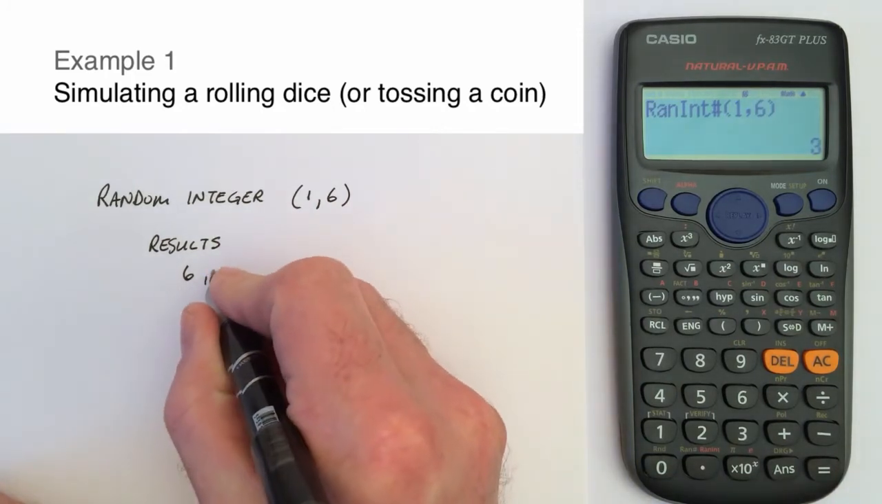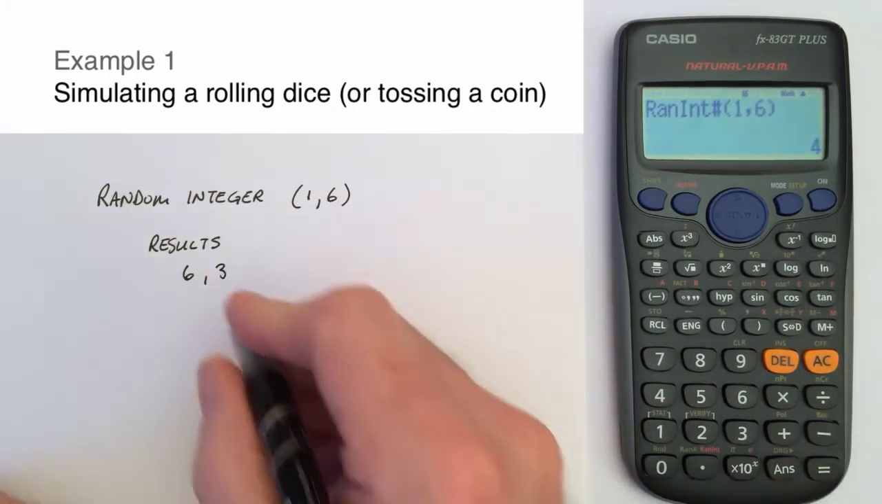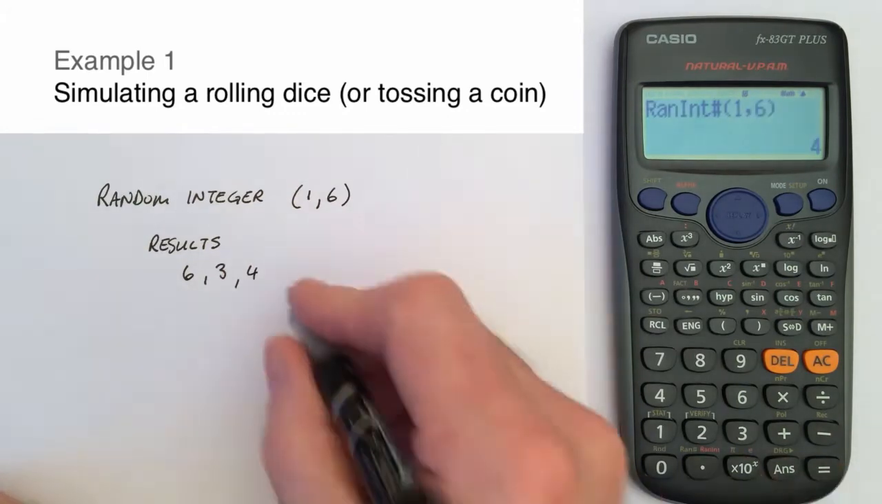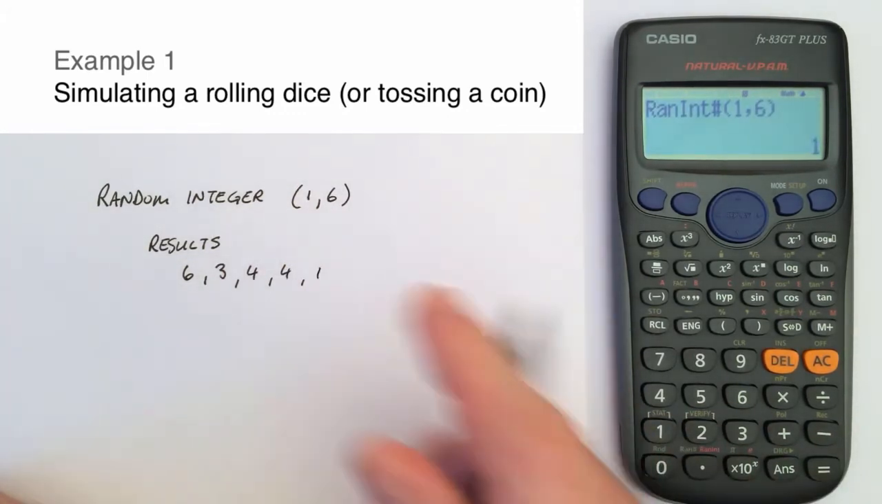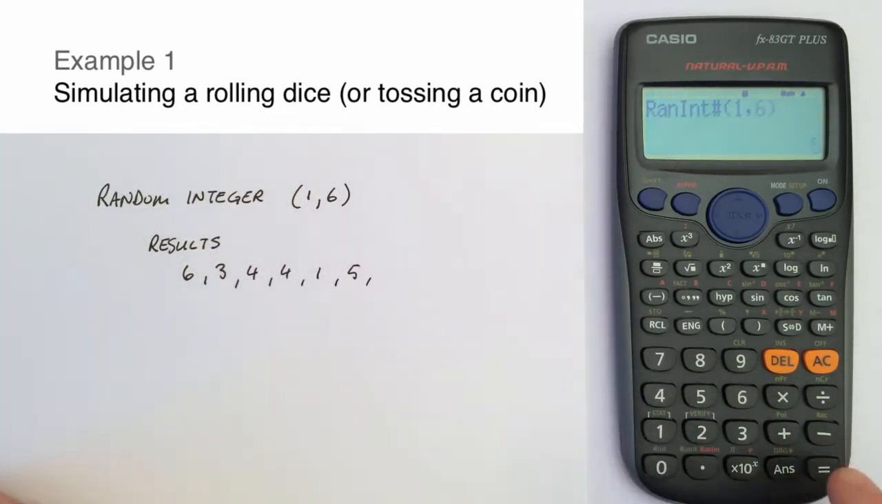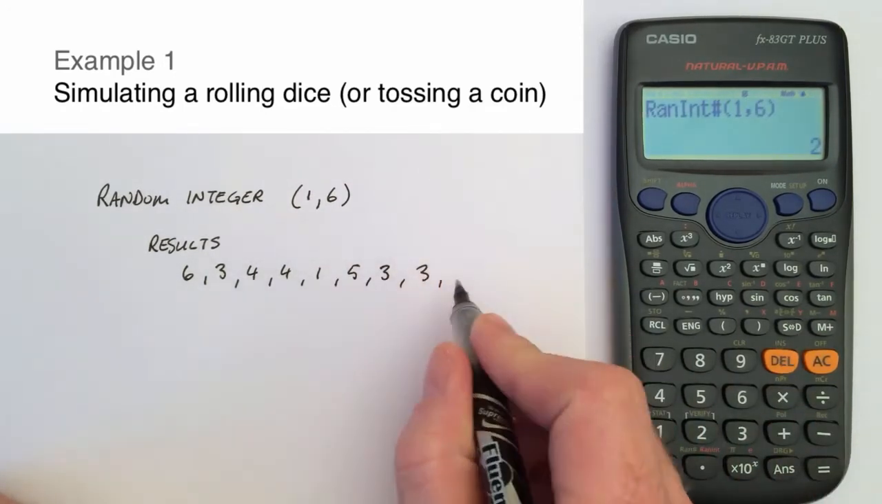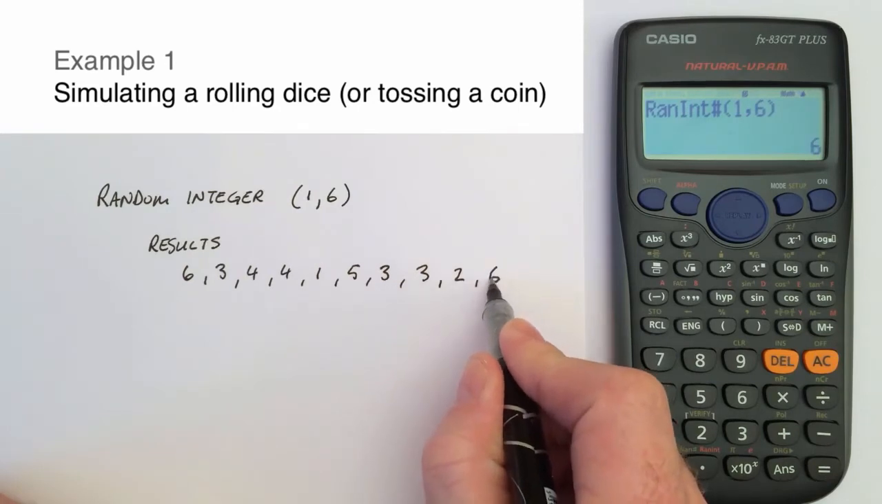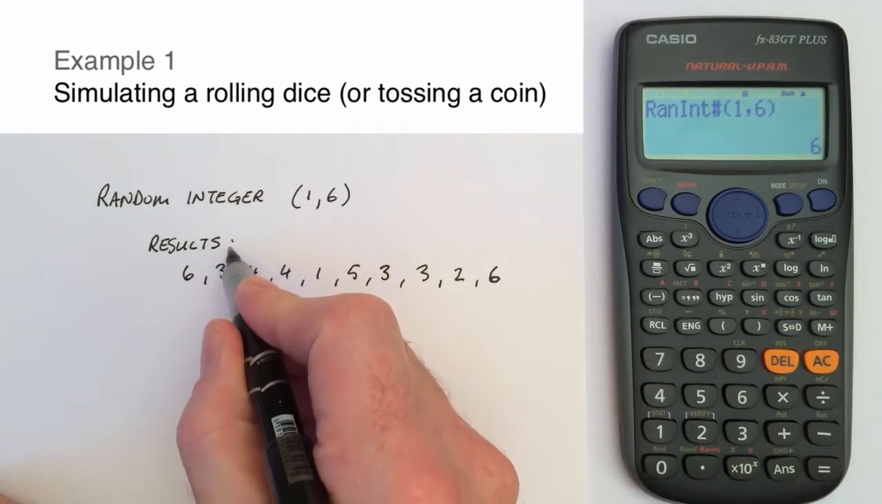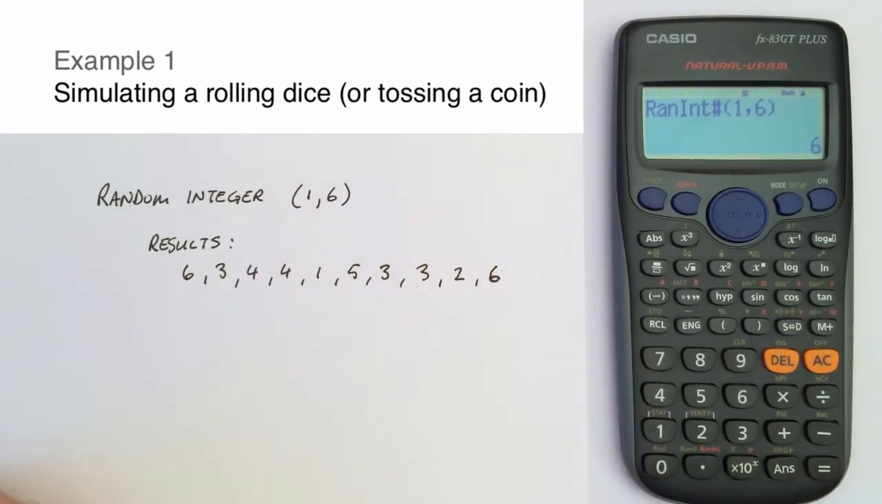Okay, the next time I'm getting a 3. The next time a 4. And a 4 again. And a 1. A 5. A 3. 3. 2. And a 6. So this simulates maybe rolling a dice 10 times.